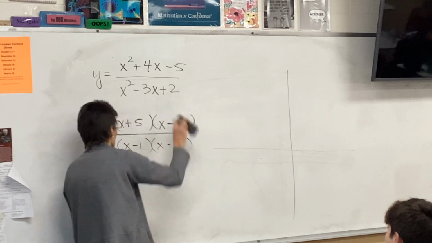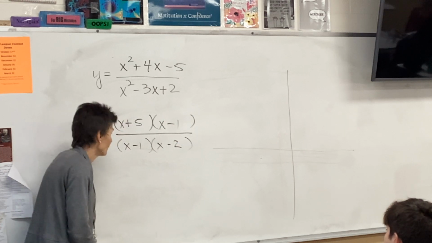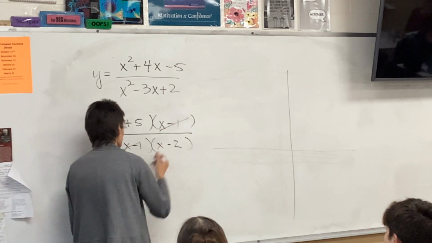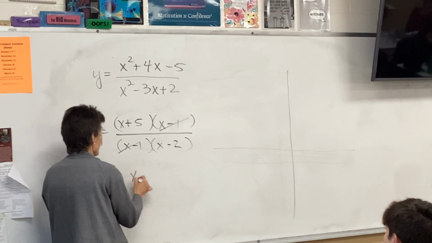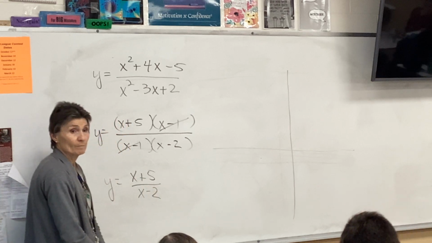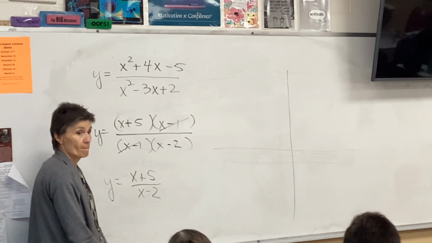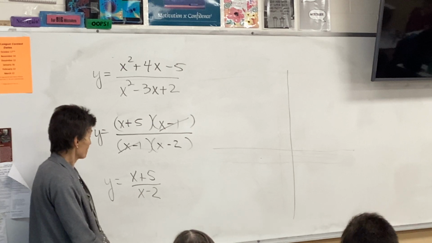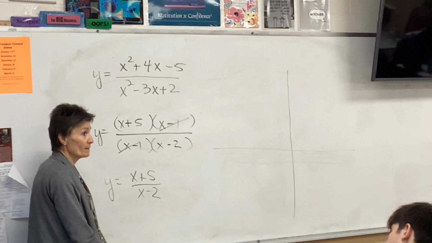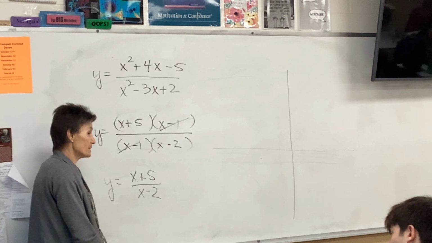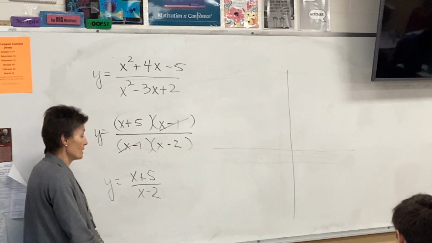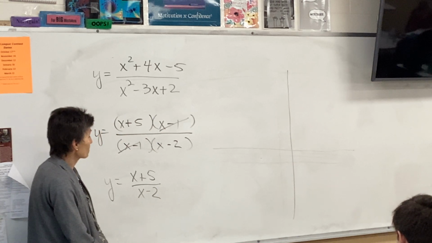Get that out of there so I don't clutter things up. Okay, so what do we notice? We can cancel these. So we have x plus 5 over x minus 2, yeah. Is that all right with everybody? All right, let's sketch it. You have a list there on your paper. You know what you need to draw. So what do you want to put in?